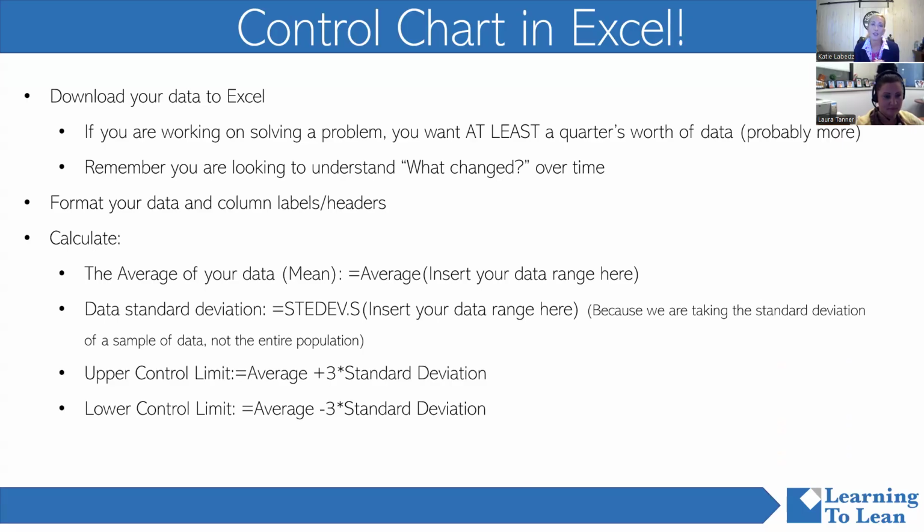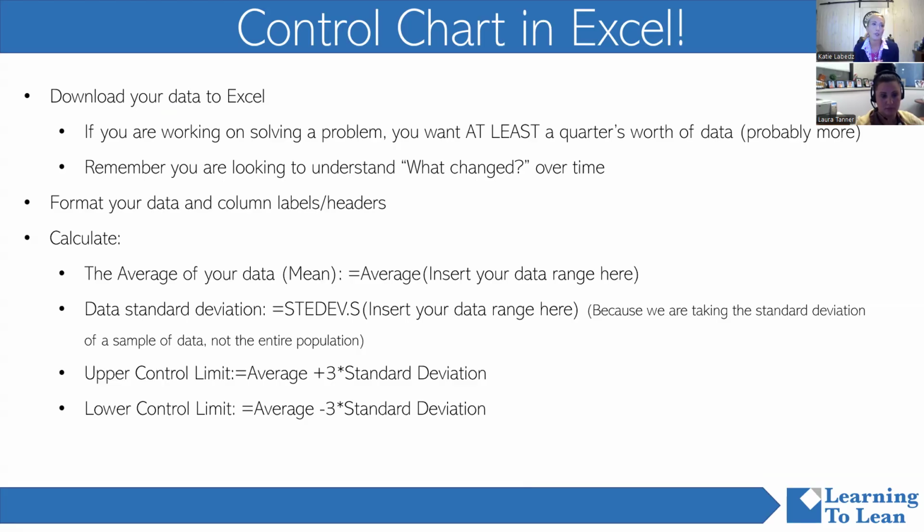Then you need to calculate your standard deviation, and you are going to use a standard deviation for a sample because you probably don't have a population. So we use the standard deviation formula, and you put in your range. Again, we're using the standard deviation of a sample of data, not the entire population.